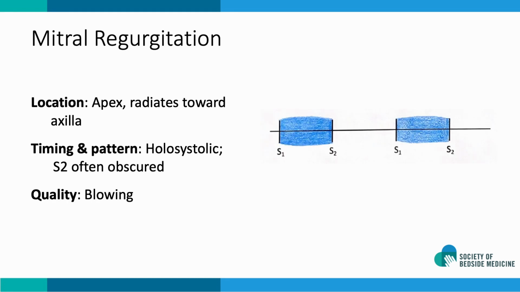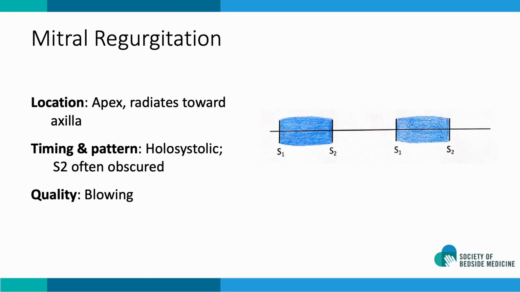Next, we'll examine for mitral regurgitation. This systolic murmur is loudest at the apex and radiates towards the axilla. It tends to be holosystolic with a blowing quality, and the holosystolic pattern usually obscures S2, making it not clearly heard.